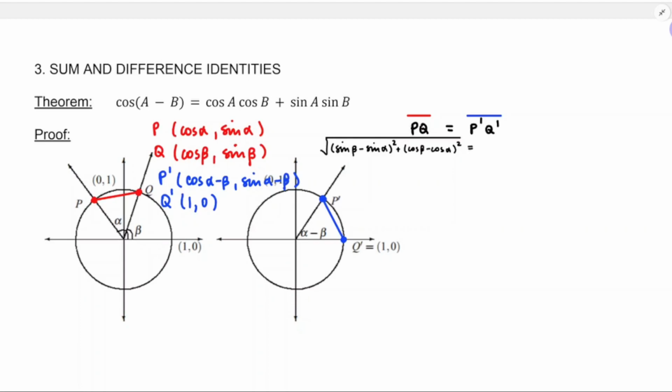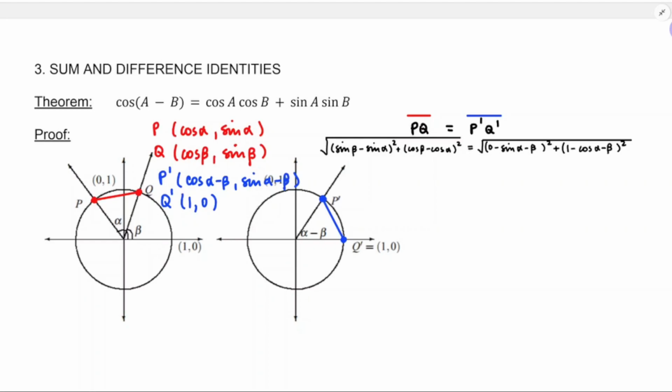That's the distance PQ. And that's going to be equal to another distance, P prime Q prime, but that'll be a little bit easier for us to work with because the coordinates of Q prime are 1 and 0. All right, so on the y's, I'm going to have 0 minus sine of alpha minus beta. And then on the x's, I'm going to have 1 minus cosine of alpha minus beta.